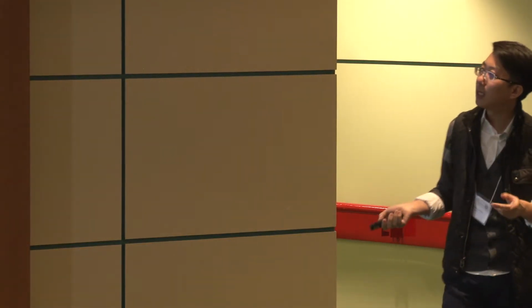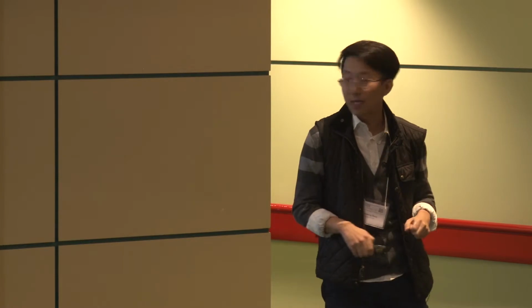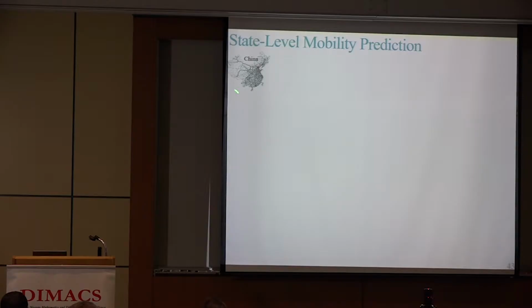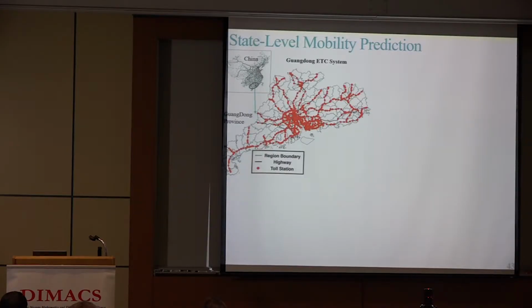So the second project is this state-level mobility prediction. This is China, okay? And we have a province called Guangdong, which is the wealthiest province. It's like California here, okay? And the size of Guangdong is similar to the size of Florida, I would say. The weather is also the same, okay? We have 300 million people there.